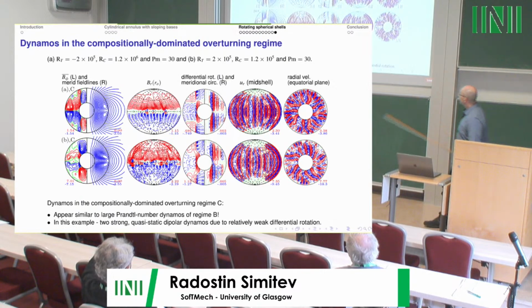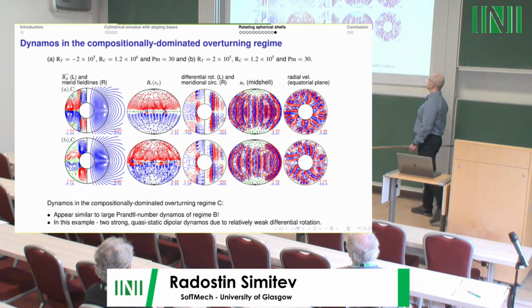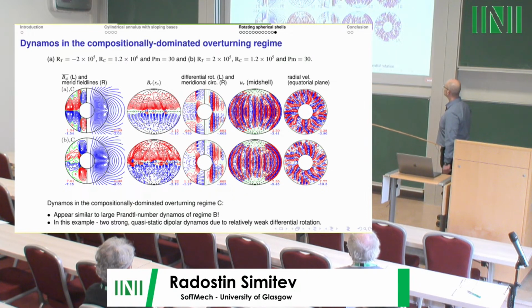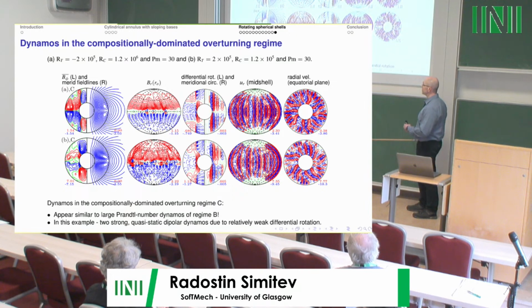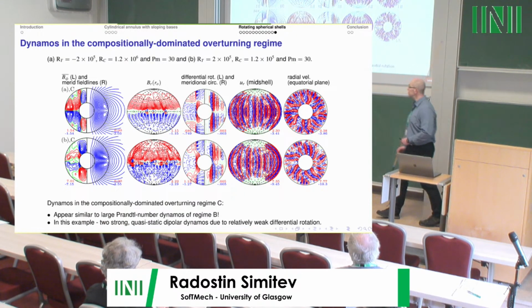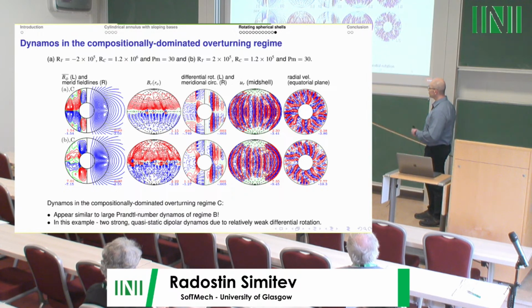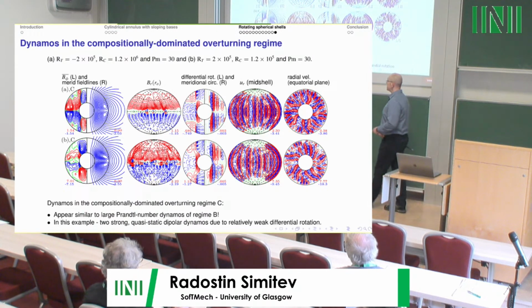Here's a dynamo, actually two different dynamos, in the first row and the second row in the compositionally dominated overturning regime with these parameters. Again, the same plots that I'm presenting here. So the solutions appear similar to large Prandtl number dynamos in the thermally dominated regime. You can think of this as basically the similarity between the compositional equation and the temperature equation, where the compositional equation now is dominating, and it has a large Schmidt number, sort of large Prandtl number.